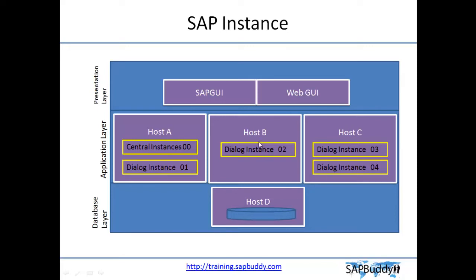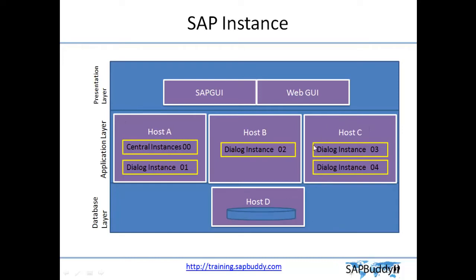For example, possibly on host B the hardware capacity is quite low. That's the reason we hosted one dialog instance here. And on host C, the hardware capacity could be quite high. That's the reason it could hold two dialog instances. So all together you will have one SID. This SID has many instances. You can collect them all together, and then it will be one SID.